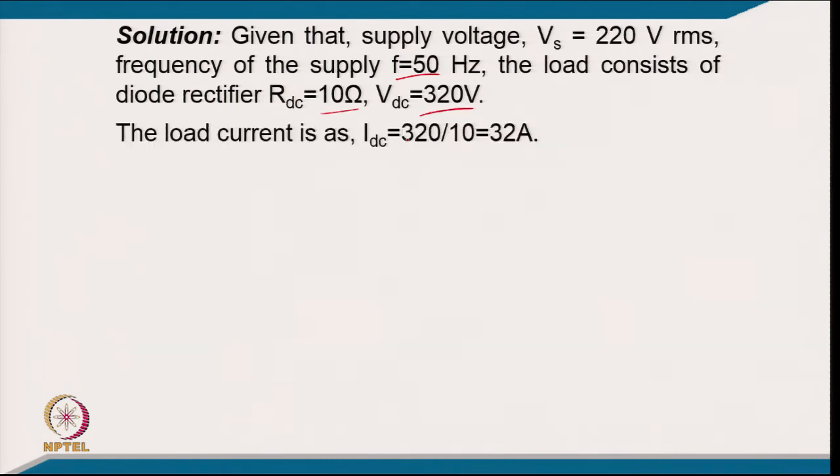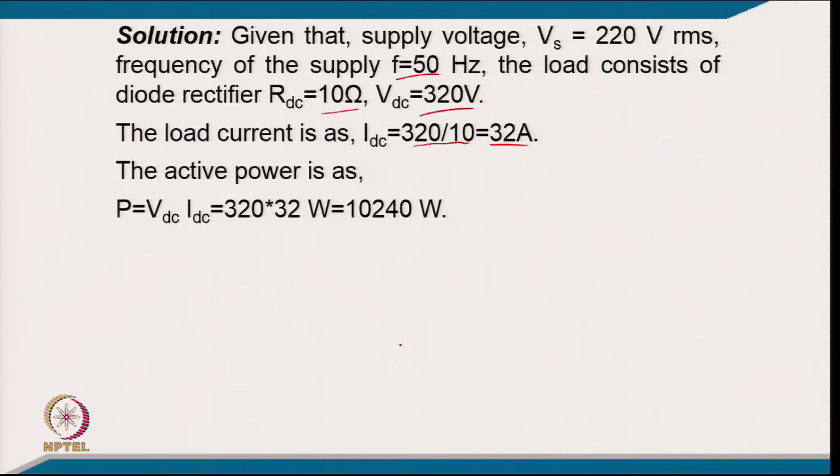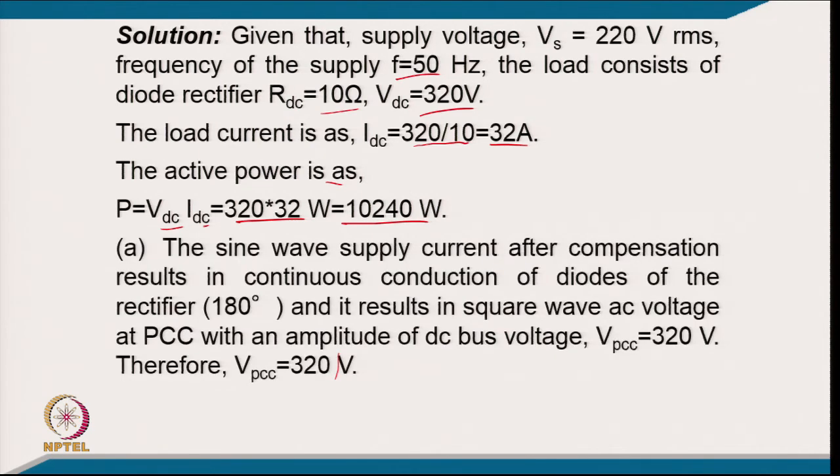So, the load current will be the voltage divided by the resistance. It will be 320 by 10, 32 ampere, and the active power is typically VDC times IDC, that is 320 into 32, which comes to 10,240 watt or 10.24 kilowatt. The sine wave supply current after compensation results in continuous conduction of the rectifier diodes for 180 degrees, and it results in a square wave AC voltage at the PCC with the amplitude of the DC link voltage, which is VPCC equal to 320 volt.